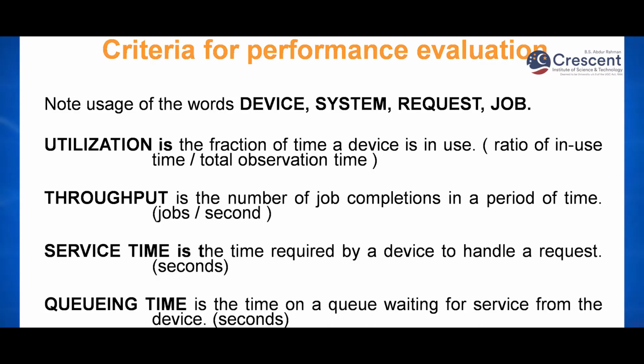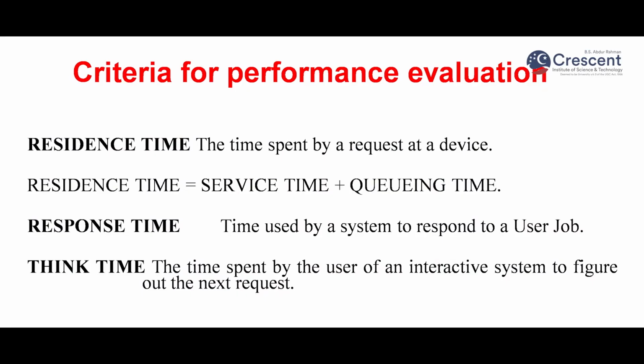Utilization is the fraction of time a device is in use. Throughput is the number of jobs completed in a period of time. Service time is the time required by a device to handle the request. Next comes the queuing time. It is the time a request spends waiting in the queue for service from the device. Residence time is the time spent by the request at a device, and it has a formula: residence time equals service time plus queuing time.